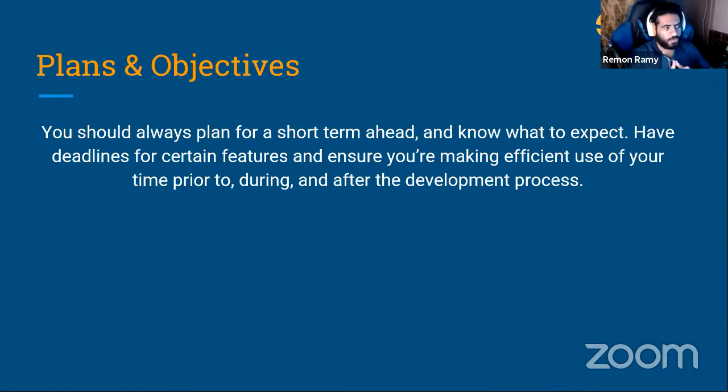Plans and objectives. You should always plan short-term ahead and know what to expect. Notice that I'm saying short-term and not long-term. You have short-term objectives and you have long-term objectives. At this point, it's important to focus on the short-term and to ensure that you have certain features and deadlines for the features you're trying to add, or changes or bug fixes or whatever it is you're trying to do throughout the development process.